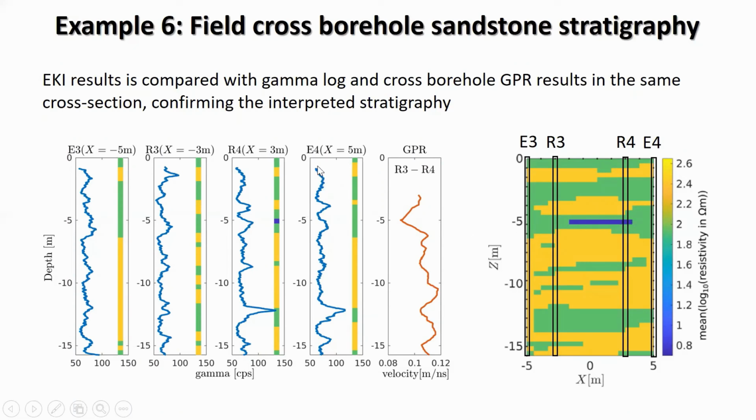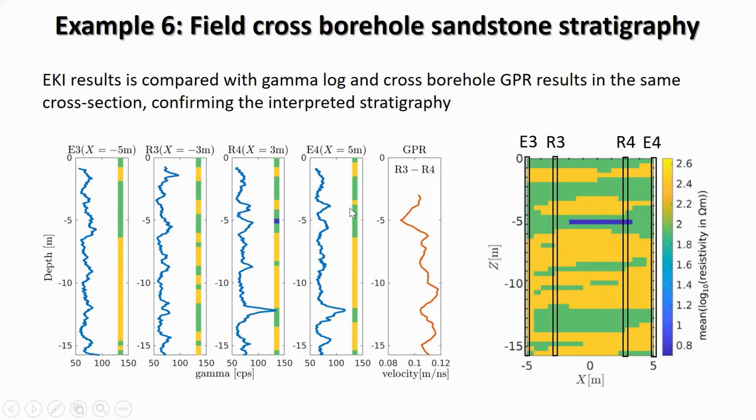And if we look at our gamma profiles, we can see that we also get variations in our gamma counts, which we will link to clay content, that also show consistency then with our zones that we've picked out from our EKI solution. We've got to remember that resistivity is going to be influenced by not only the clay content, but also the water content, which in turn is influenced by the clay content.